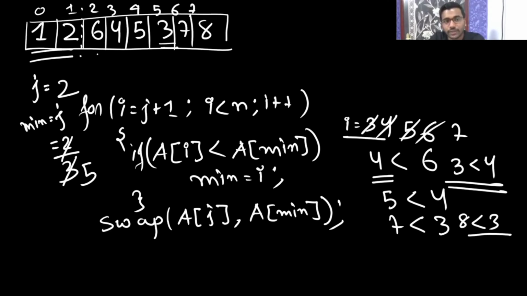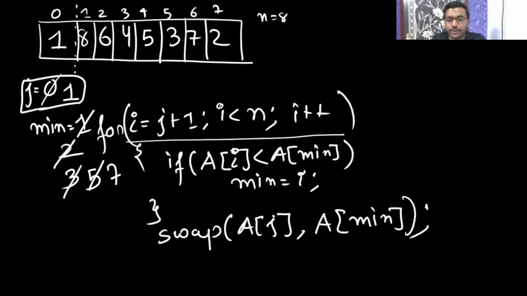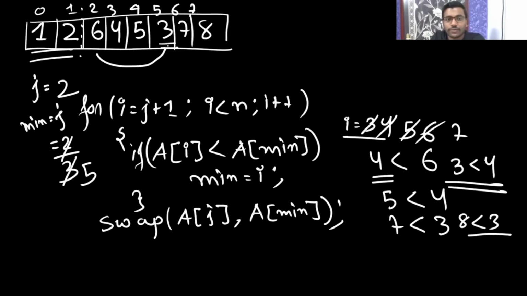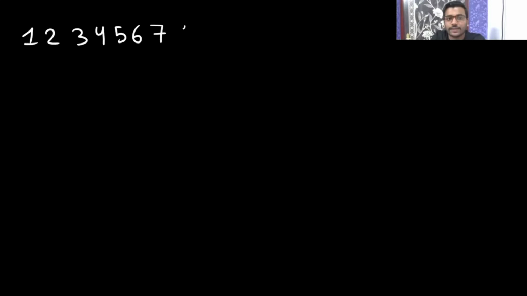A of j is your 2. You swap this 2. So 3 will be here. So after this iteration, it will look like 1, 2, 3, then 4, 5, 6, then 7, 8.